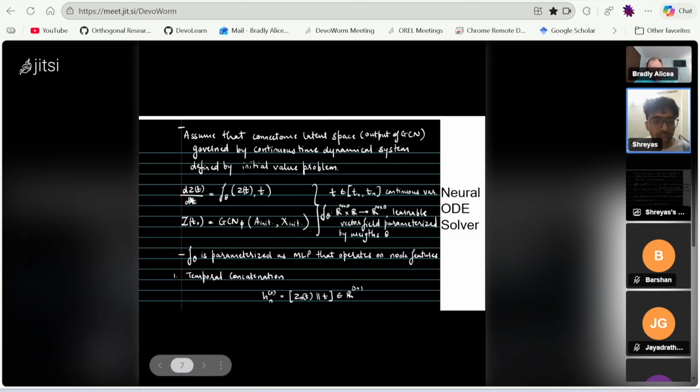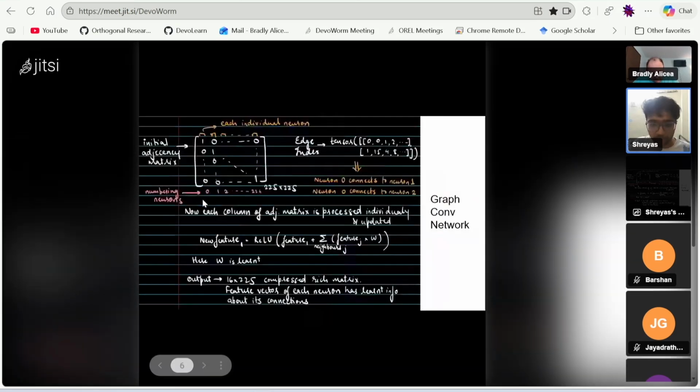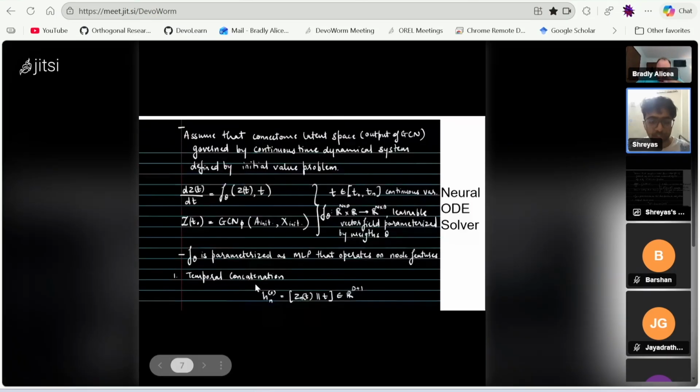This is basically modeling how ZT evolves. I guess I abused notation; I didn't write ZT here, but this compressed matrix of size 16 cross 225 is my ZT. It evolves with time. So dZT by dt is a function of ZT and time, and theta are my learnables. Here t is the continuous time variable, and f theta is a learnable vector field parameterized by the weights theta. So it's basically a neural network.